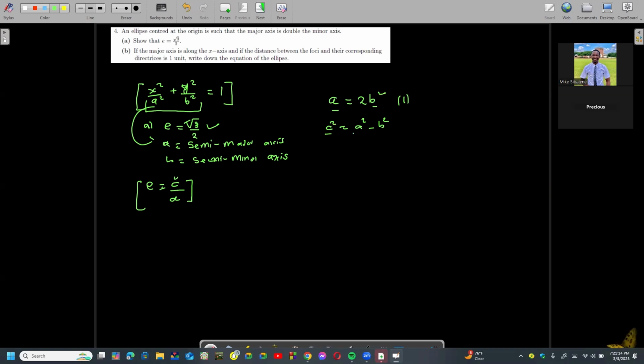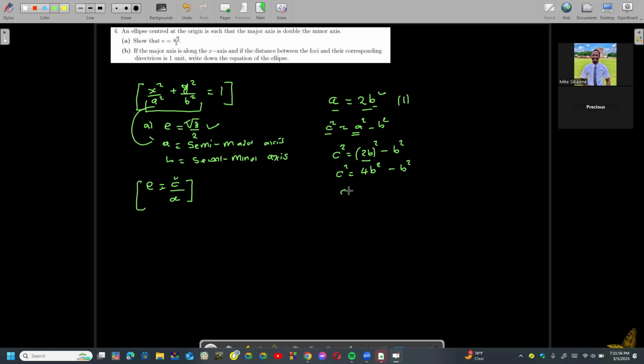So where there's A, we're just going to substitute the value of A, which is equal to 2B. So C squared is equal to 2B squared minus B squared. Since my A is equal to 2B, where there's A, I put 2B, and it is squared because my A is to the power 2. So now let's simplify our expression. So our C squared becomes, when you raise 2 to the power 2, you get a 4, then B to the power 2, minus B squared.